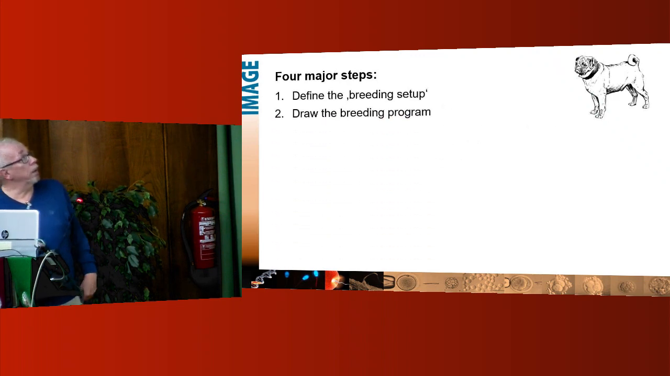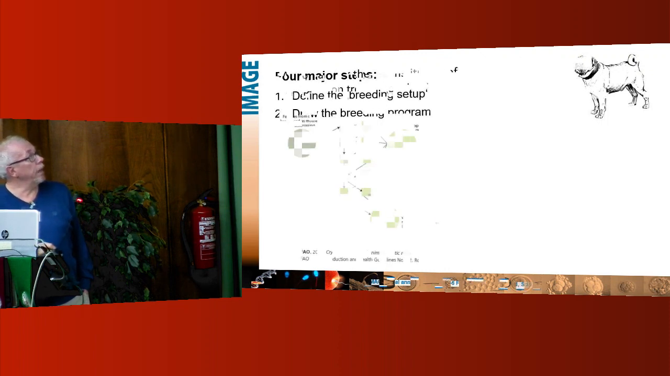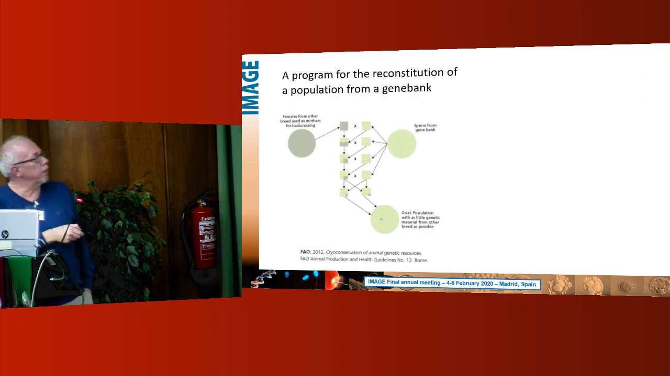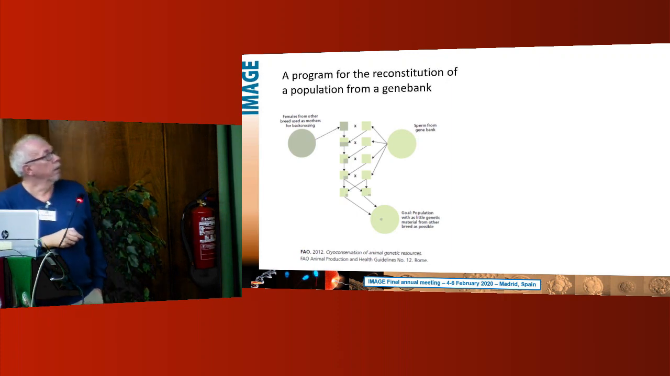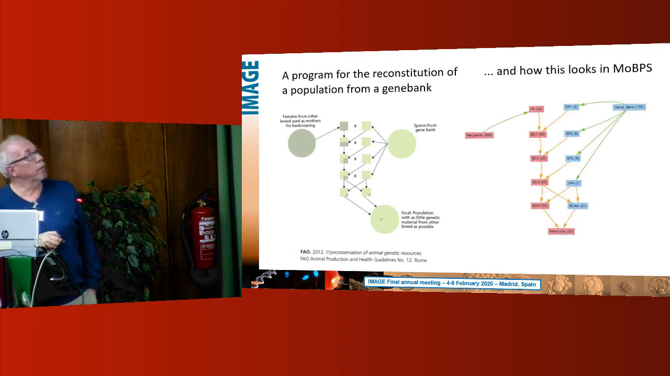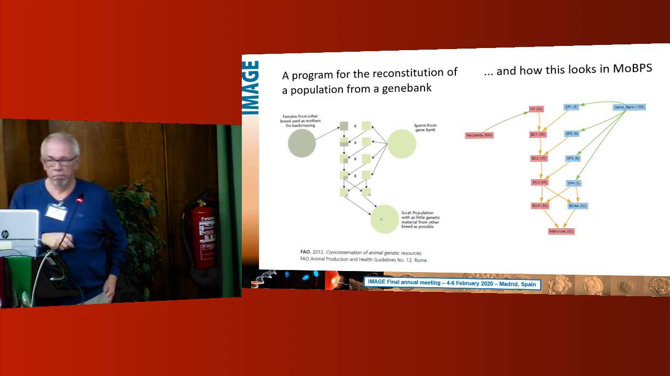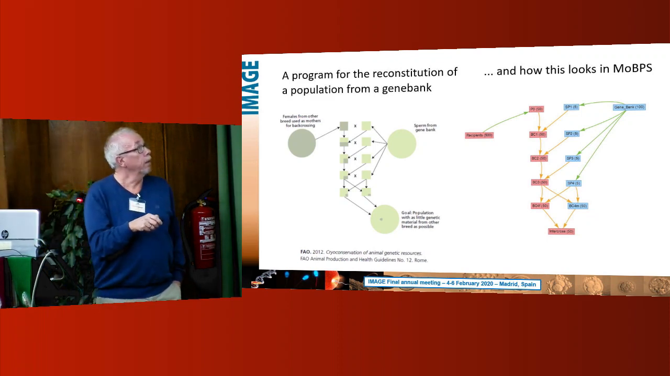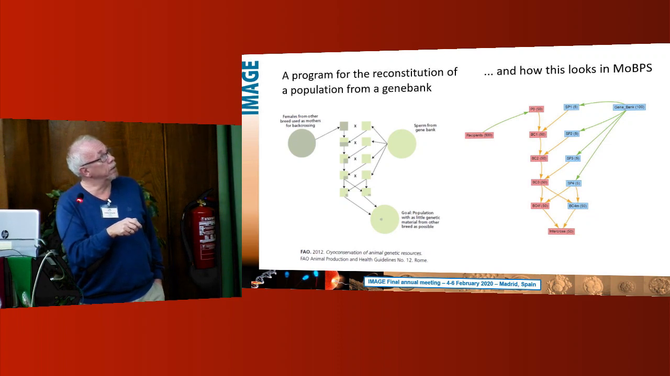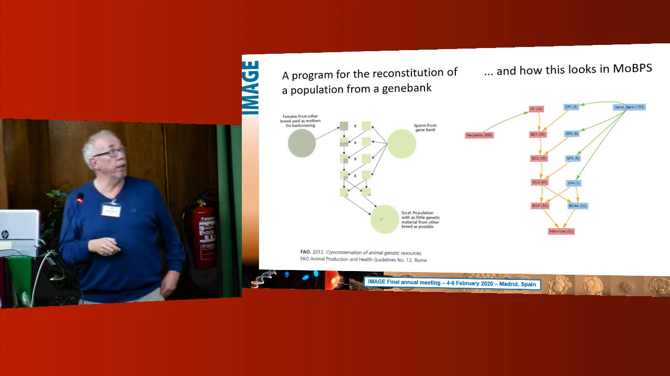Then the next step is you draw your breeding program. And actually drawing the breeding program means drawing the breeding program. So this is from this FAO Cryoconservation Guideline. This is a breeding program for the reconstitution of a population from a gene bank. So that's how it looks like, and that's how it looks like in MOPS. So you basically draw the same thing with drag and drop. Here you see in brackets numbers. These are the number of individuals that are given, but this is a variable. You can change that.